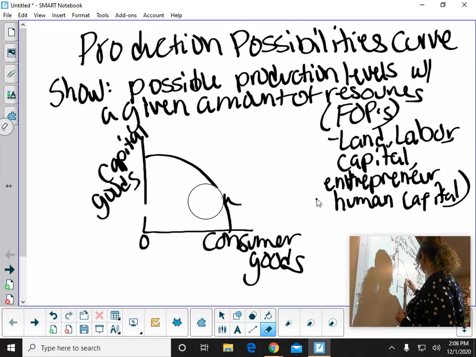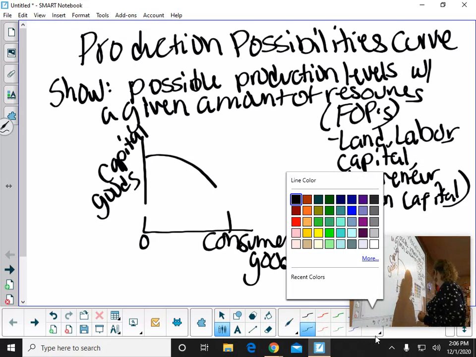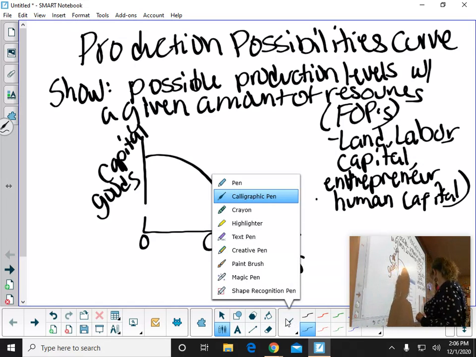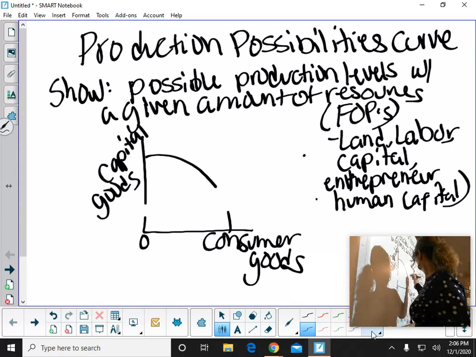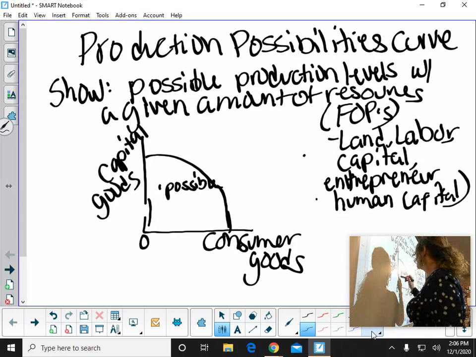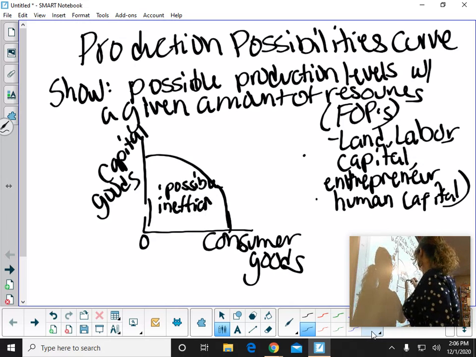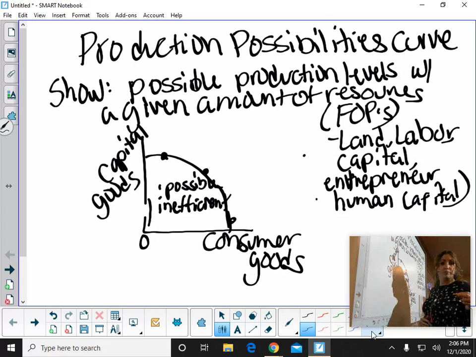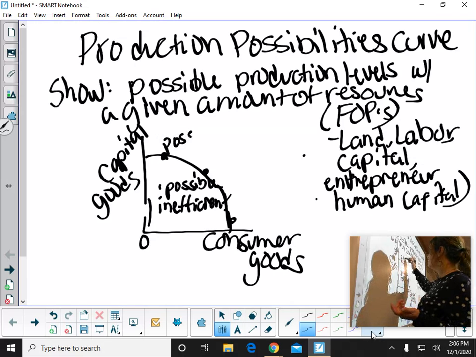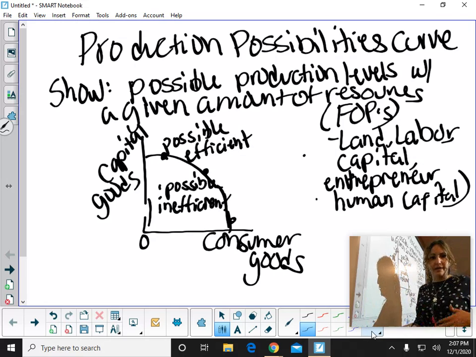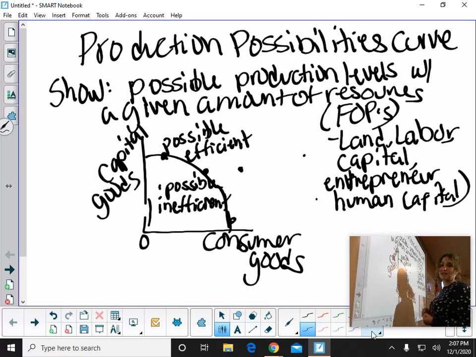So, possible, but it's inefficient. It's wasteful. If you are on the PPF curve, whether you're on one extreme or you're some combo in between, you're using all your resources, and you can do that. It's efficient if you use all your resources. You're not being wasteful with any of your land or capital. Of course, a point outside the curve is, forget efficiency, it's just not possible.